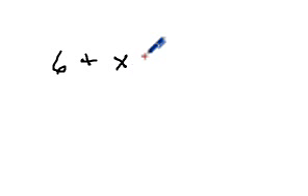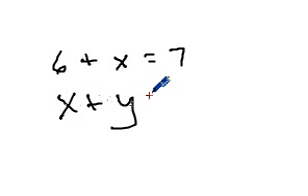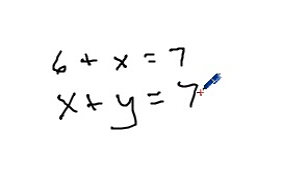But if we have an equation like 6 plus x equals 7, then we know what the value of x is. The value of x in this case is going to be 1 because 6 plus 1 would be 7. But if you have an equation like x plus y equals 7, there are lots of values that you could fit in to make this a true equation. For example, x could be 6 and y could be 1, and that would make it a true equation.